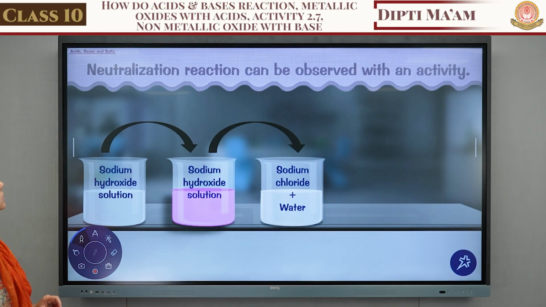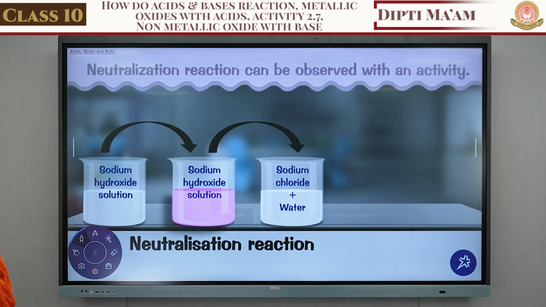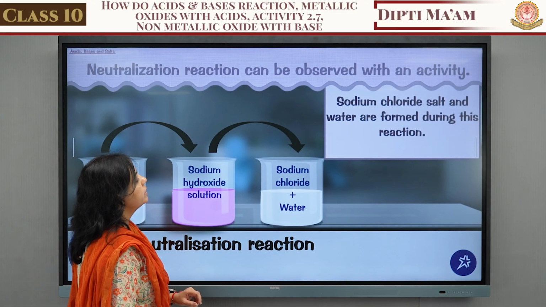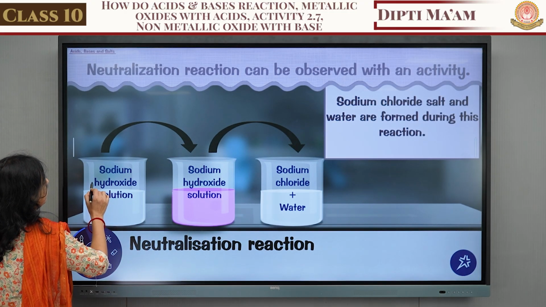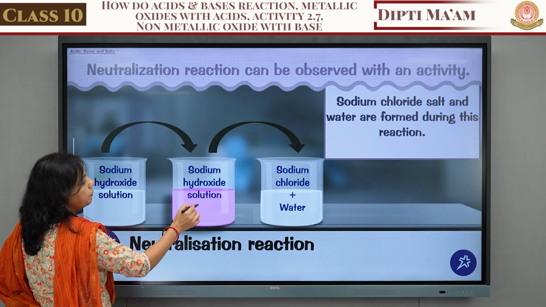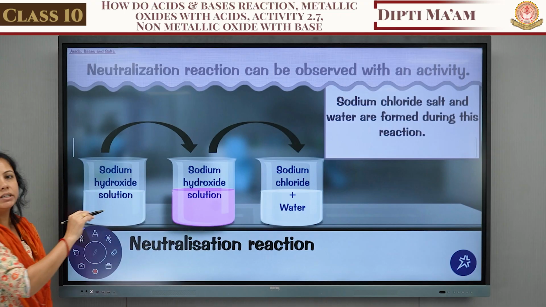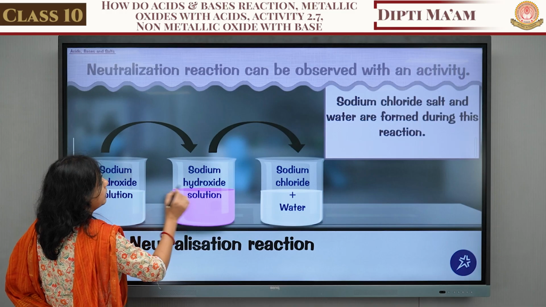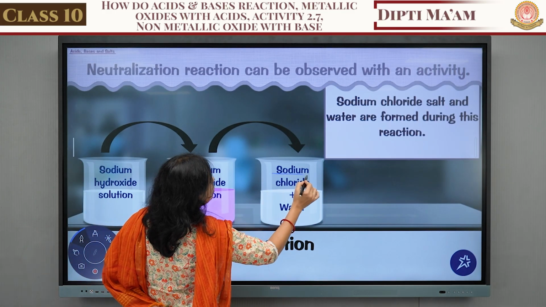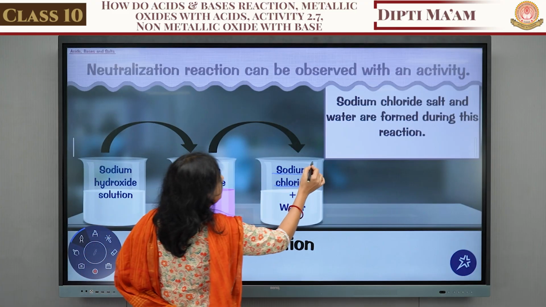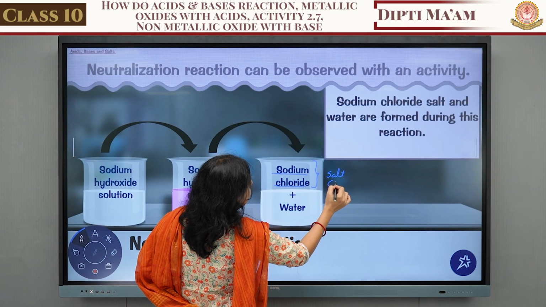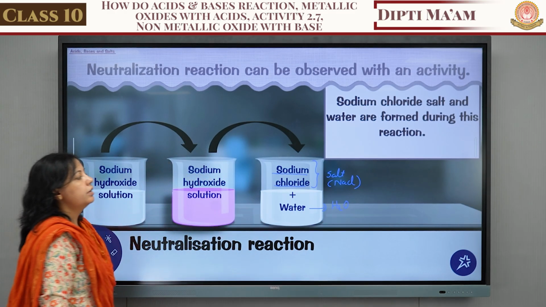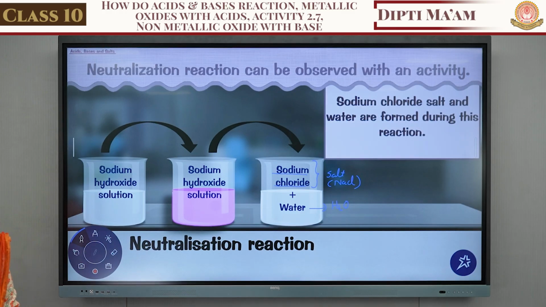Okay, so because of this reason, we can see here that sodium chloride, salt and water are formed during this reaction. That means whenever you add the phenolphthalein, it turns pink, so the solution is basic in nature. But whenever you add the HCl, the acid and base mix properly and it is converted into sodium chloride and water. This is the salt, that is NaCl, and this is the water, H2O. So here also the neutralization reaction has taken place.